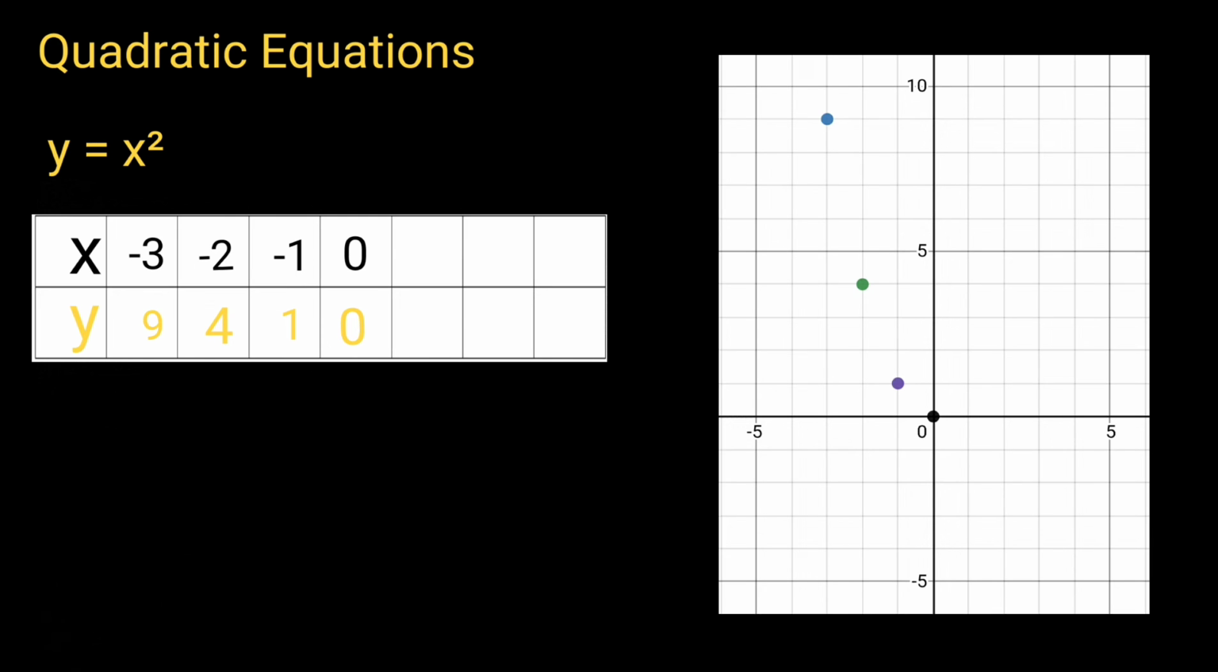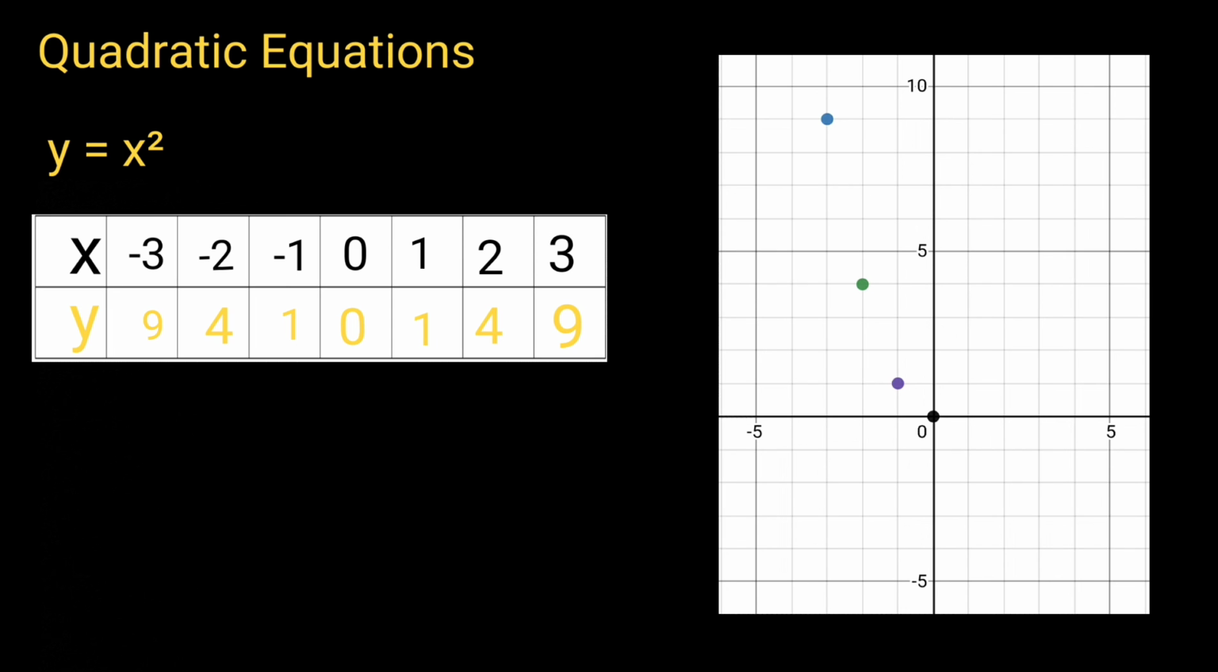So let's just continue finding the y values for the rest of the x values so that we get a complete view of the function. Picking up from where we left off, the x value of 1 would give a y value of 1 because it would be 1 to the whole squared, and the x value of 2 will give a y value of 4, and finally the x value of 3 will give the y value of 9.